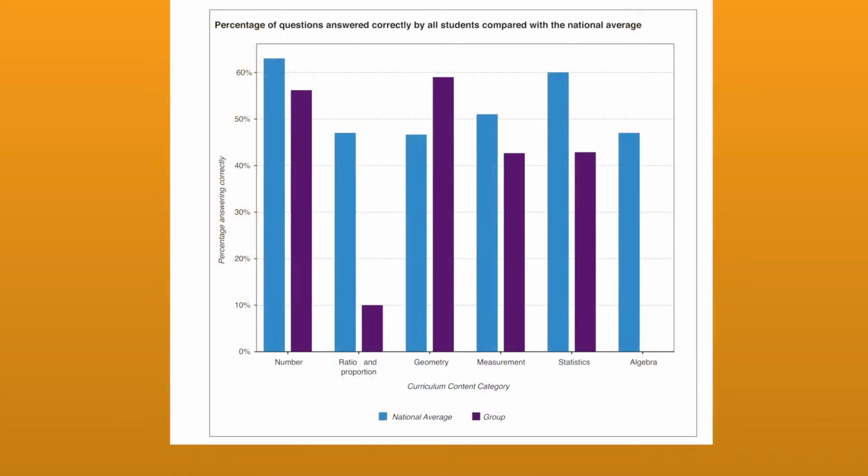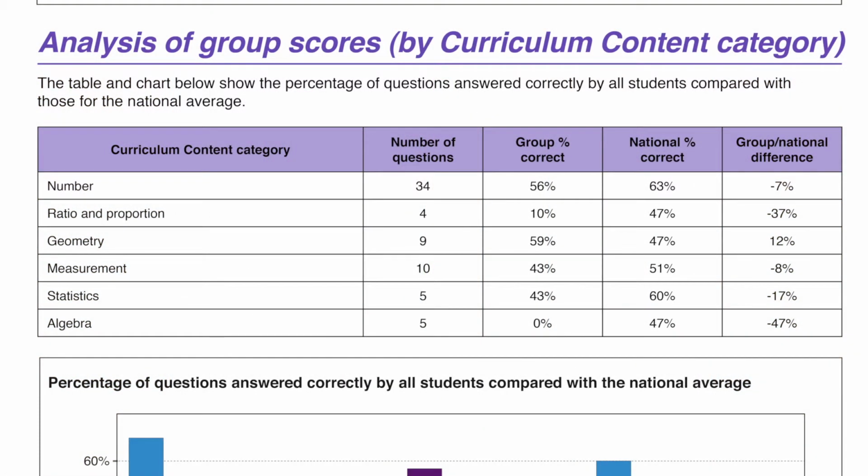The blue bar shows the national average for the different categories, and the purple bar here shows the performance of the group in question. The table accompanies the bar chart where you can also see the percentage correct. This analysis is based on the percentage of questions achieved by the group. You have the comparison with the national percentage. So there's the number of questions and the difference between the national sample and this particular group.